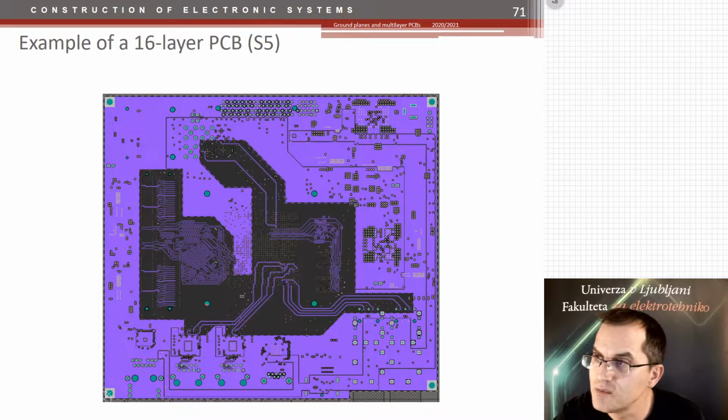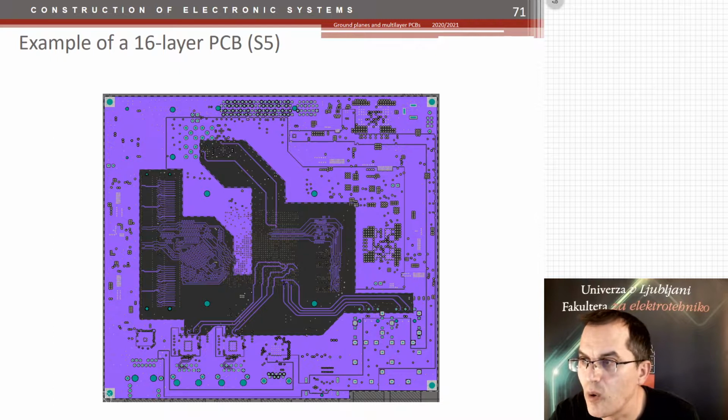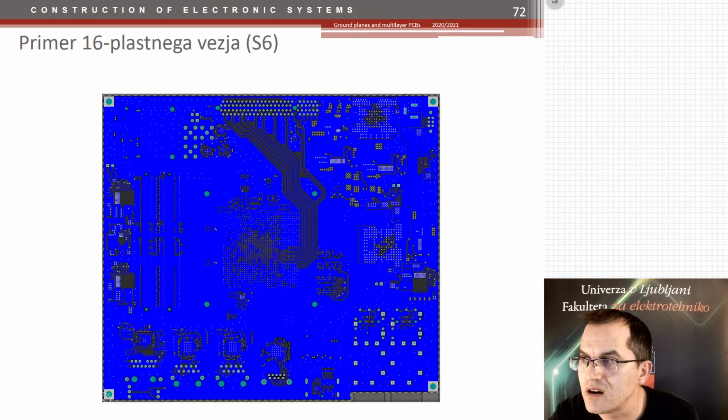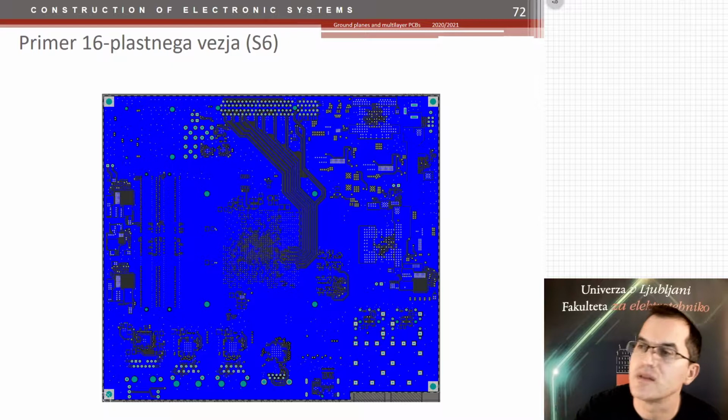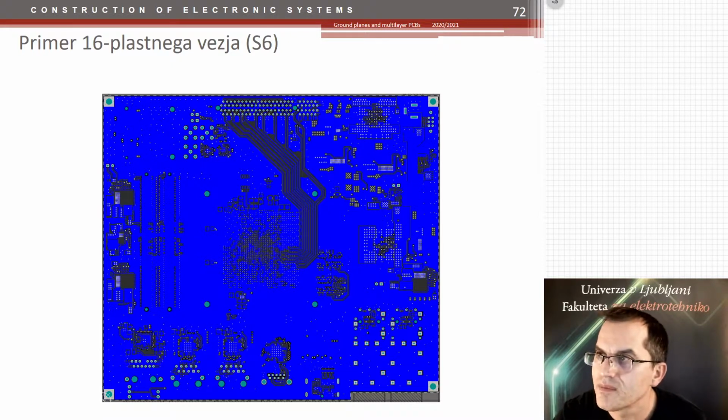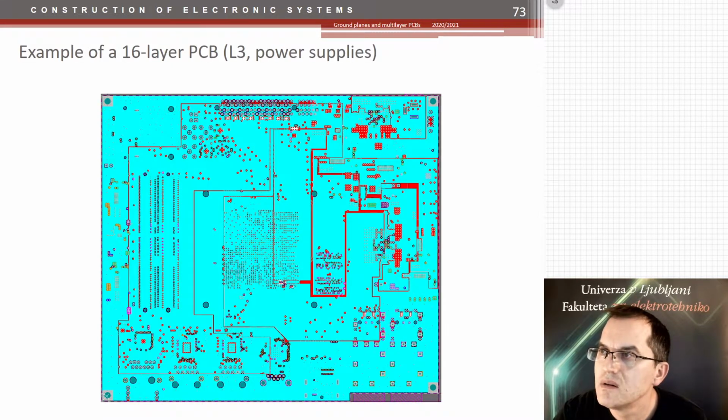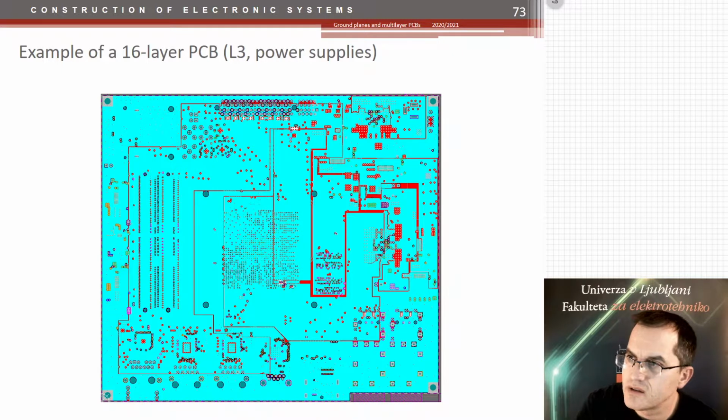And as you might see, all the layers actually are poured with ground. Now, power supplies, layer 3 power supplies. You see many power supplies are routed around. Many different voltages are required for this IC, and the big planes are used for these power supplies.